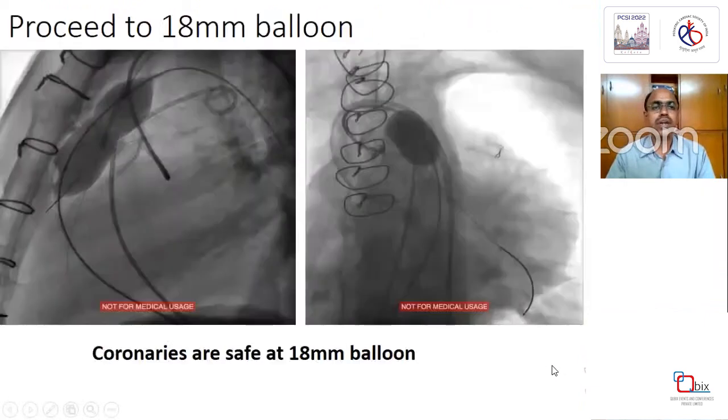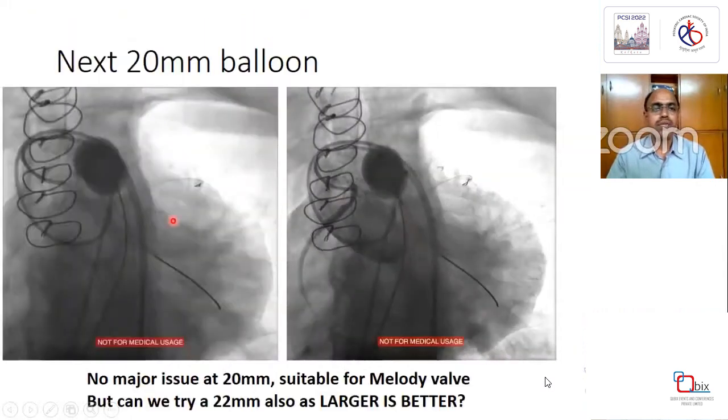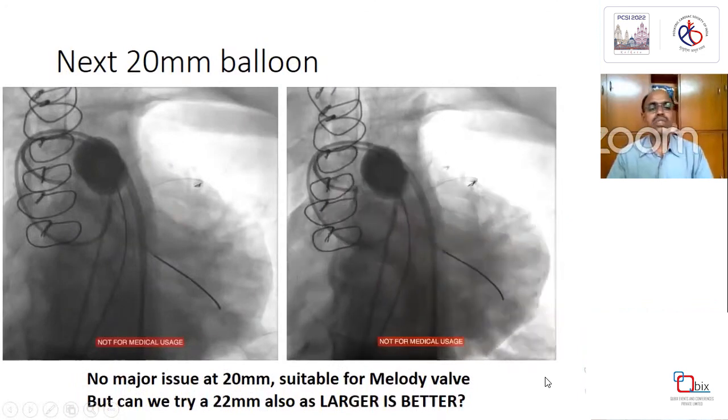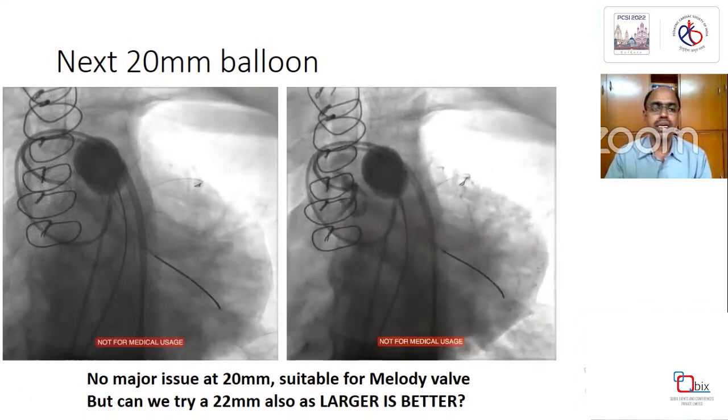The testing went on to 18 millimeter. Again, there was no compression of the left and right coronary arteries. And we proceeded to 20 millimeter. There was no compression of the left and right coronary arteries. So there is no major issue for using a 20 millimeter Melody.